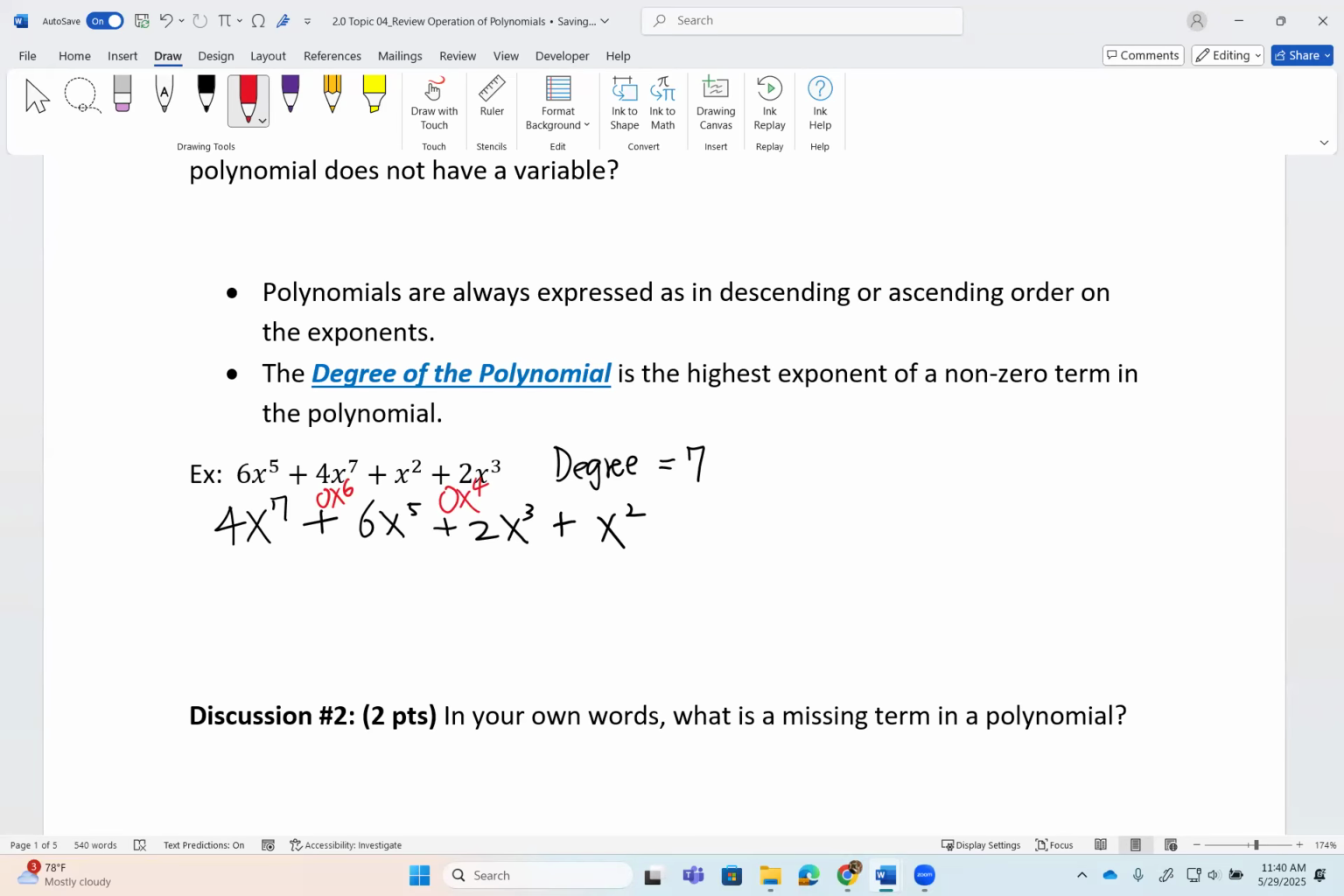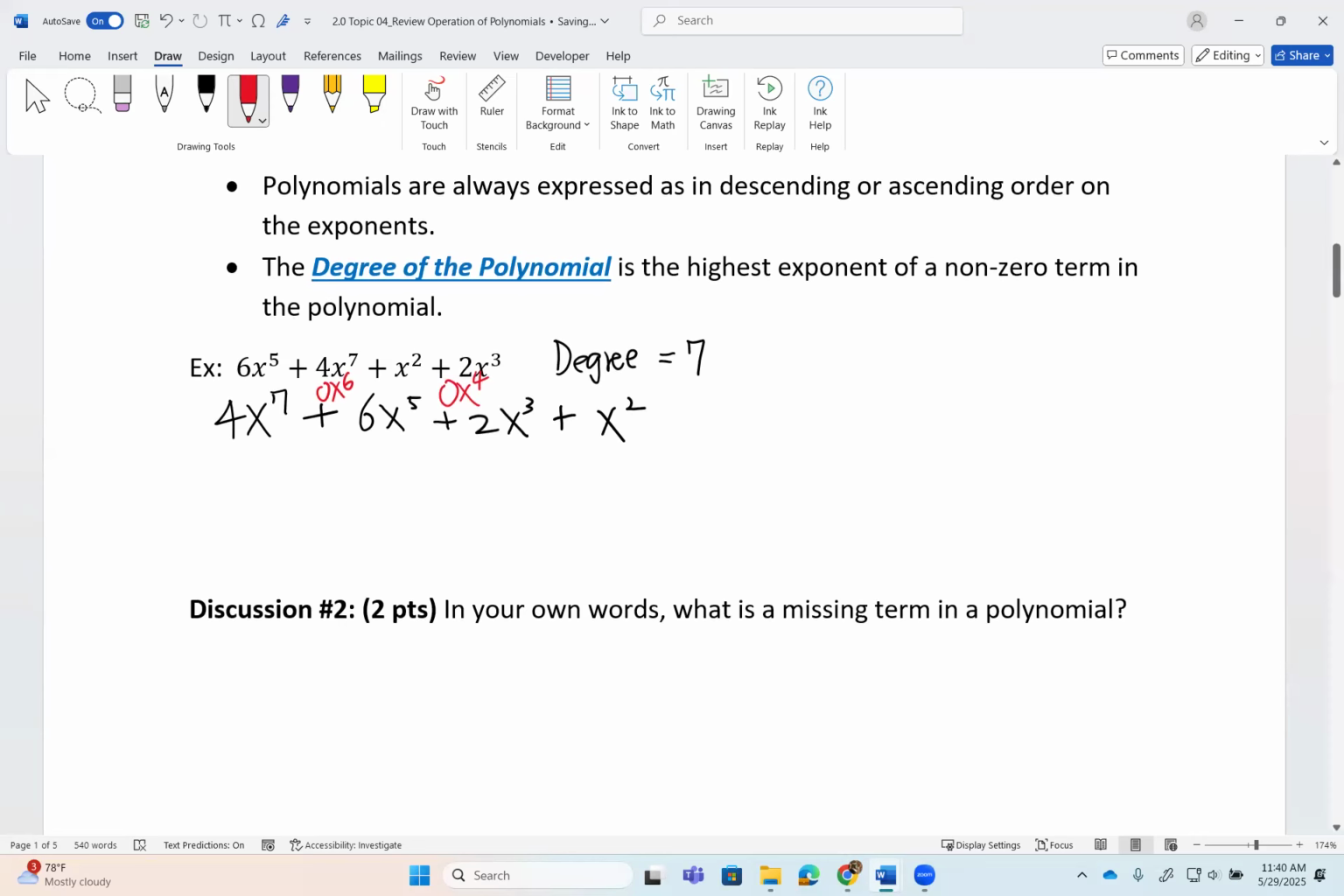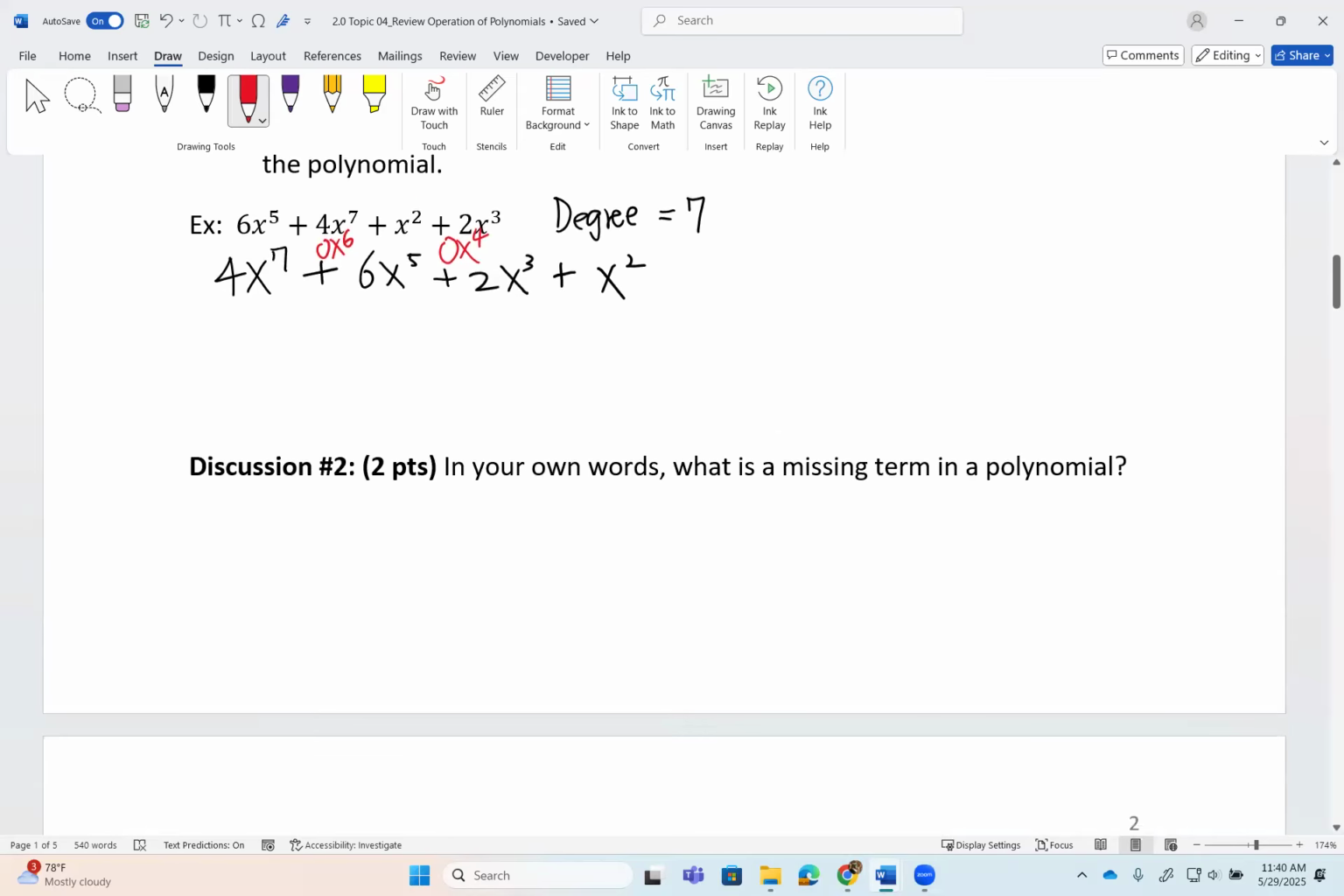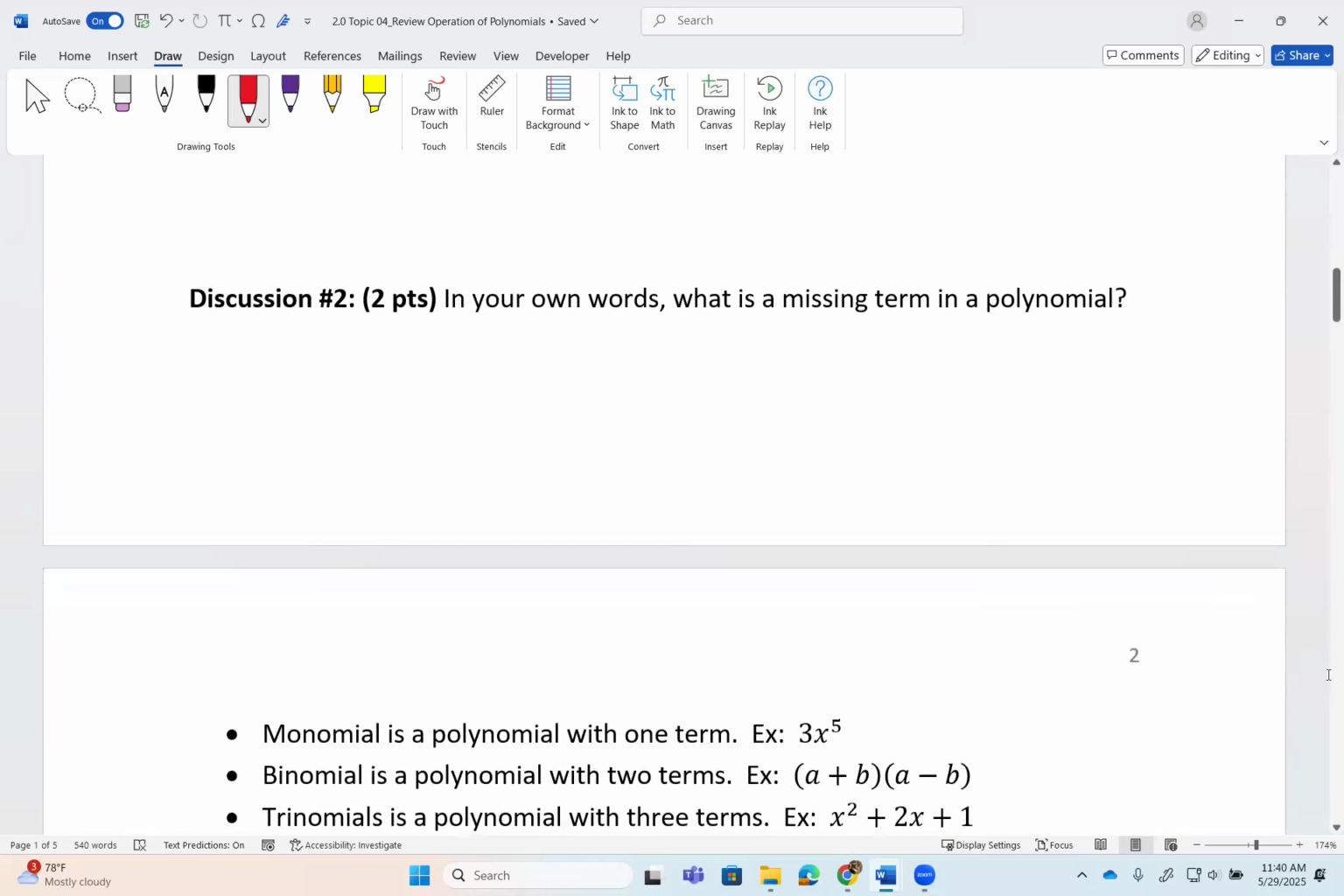We're not going to use too much of the missing term until later on in the semester. In other topics, we will need these missing terms, especially when it comes to dividing polynomials. We will definitely need these missing terms as placeholders. Okay. So what is a missing term exactly? A missing term in a polynomial normally has what? Has coefficient 0. Okay. All right.